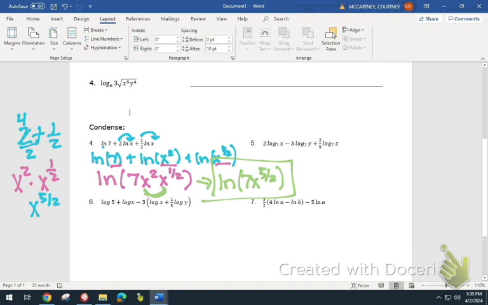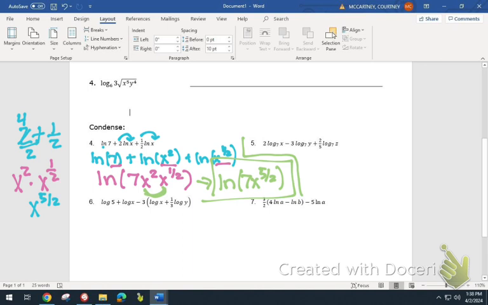Okay? Log of 7x to the 5 over 2. Okay? I'm going to kind of write number 5 over here because I'm all over the paper. This is why I never really write on the screen because I'm too messy.